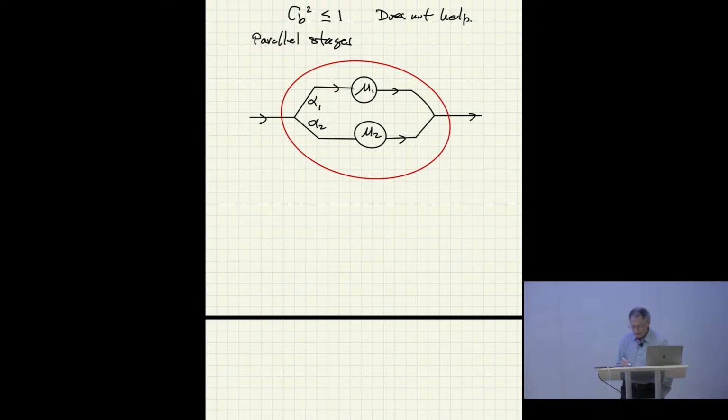But I'm choosing the alphas general because I'm going to go to more than 2 in just a moment. So this is stage 1. This is stage 2. This whole thing is a service facility. One customer inside at a time. And of course, in this case, alpha 1 plus alpha 2 equals 1.